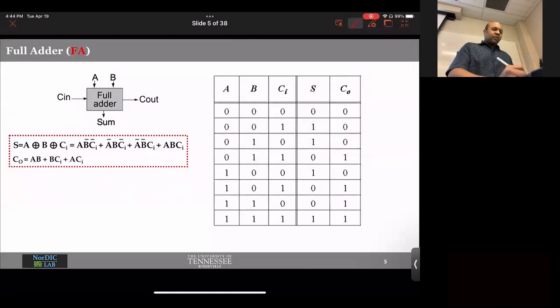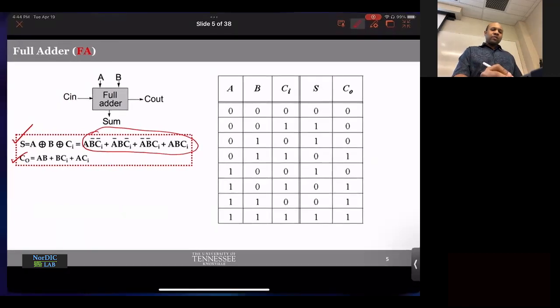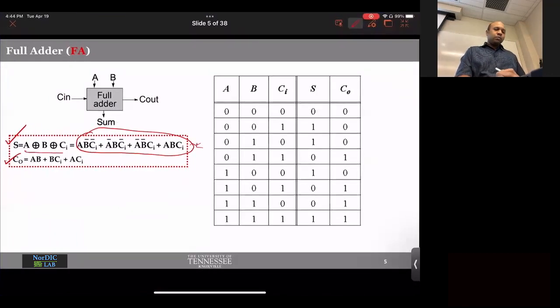Now, you have 2 expressions, one for the sum, one for the carry. And by the way, although it looks really random, it is not. Turns out this tiny function is nothing but a 3-input XOR gate. Okay. There is something interesting about the XOR gate.